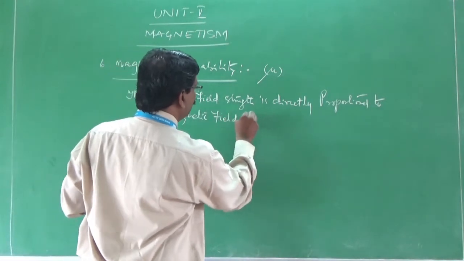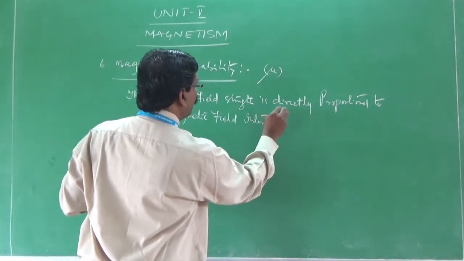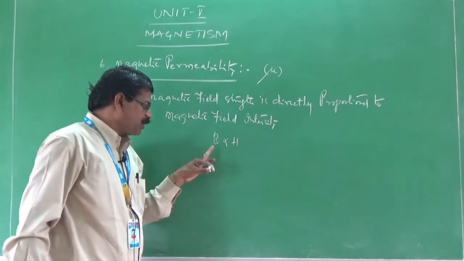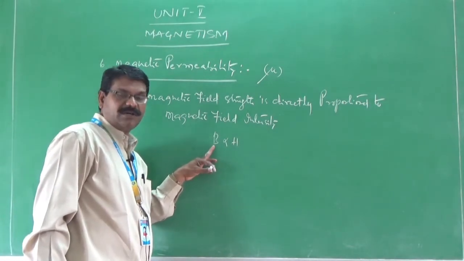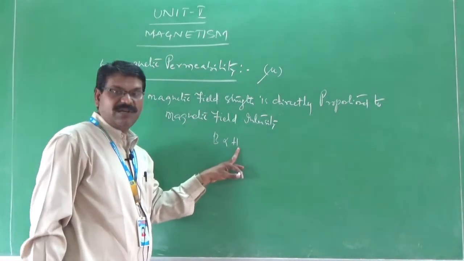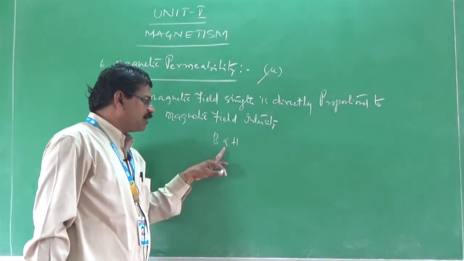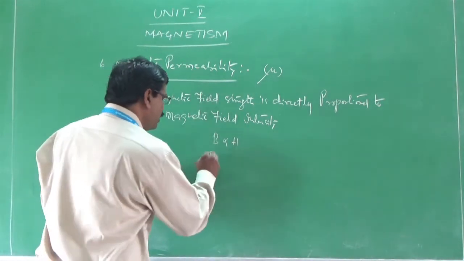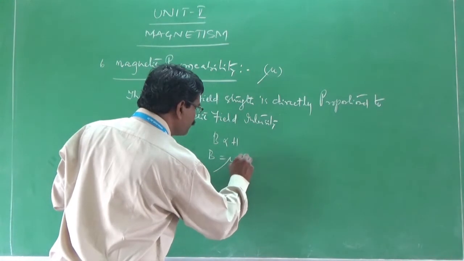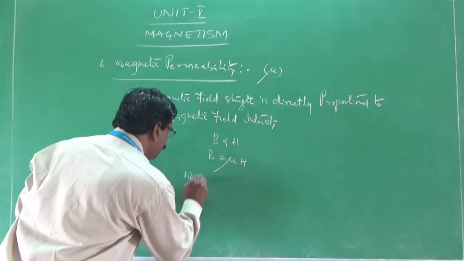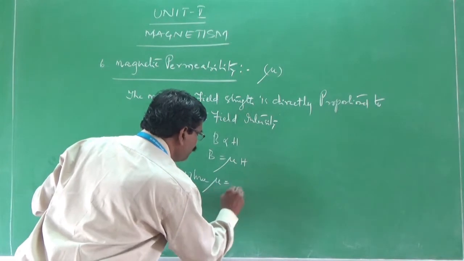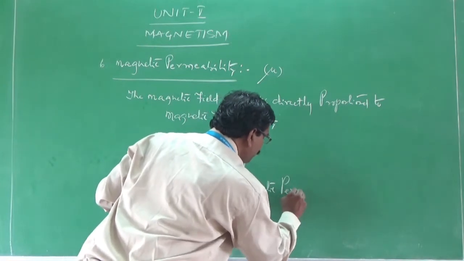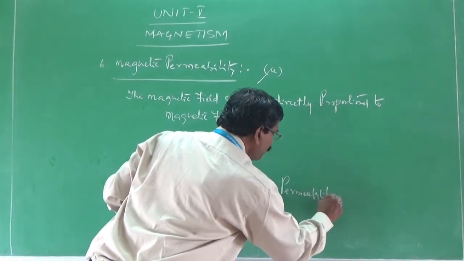How do we represent that in mathematical notation? B is directly proportional to H. So you are seeing two parameters. B is called magnetic field strength or magnetic induction field, and H is called magnetic field intensity. My magnetic field strength is directly proportional to magnetic field intensity. If I want to remove this proportionality, I have to put one constant here. Therefore, B is equal to mu H, where mu is equal to magnetic permeability. This we can also call the proportionality constant.